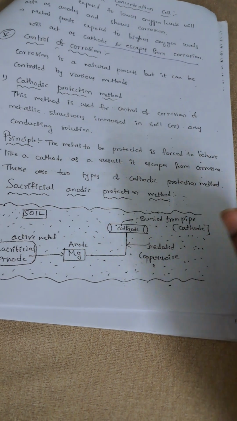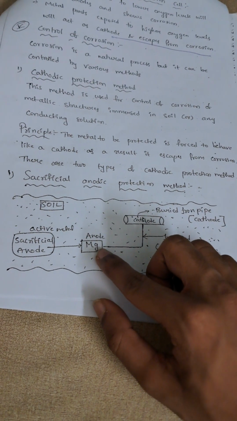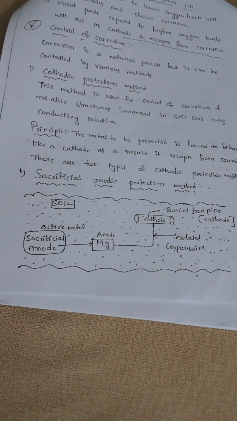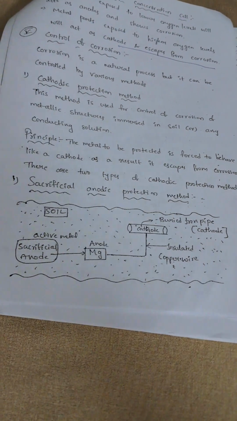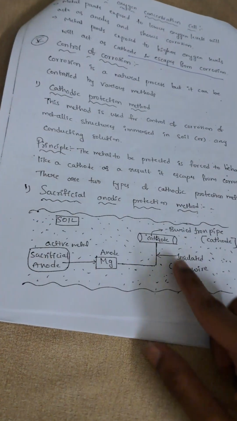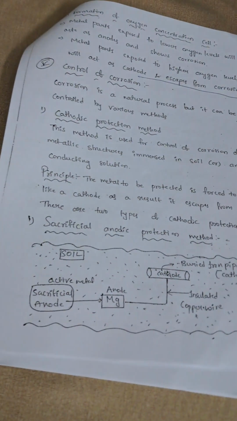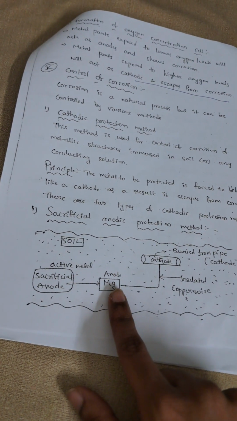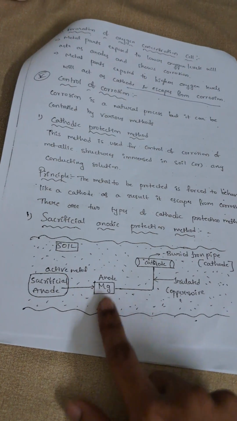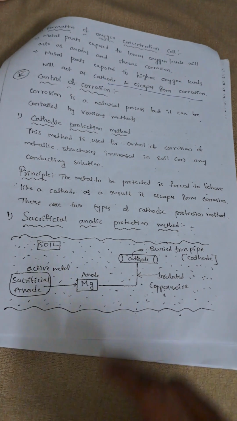So once again, take a metal, bury it in the soil, connect this metal with a highly active metal which is the anode, such as magnesium. Now this anodic part will undergo corrosion instead of this metal. So this metal is protected, and as the anode undergoes corrosion, you have to replace it from time to time. So this will be sacrificed and get corroded. So this is the sacrificial anode protection method.